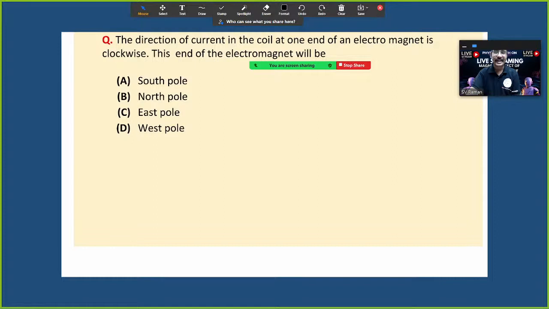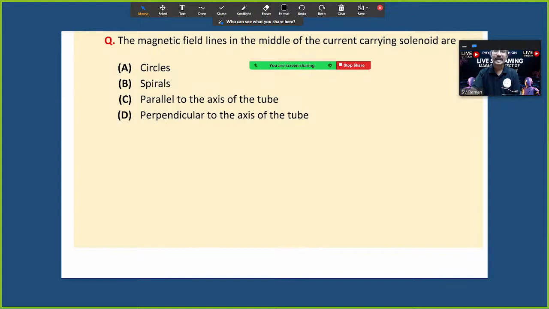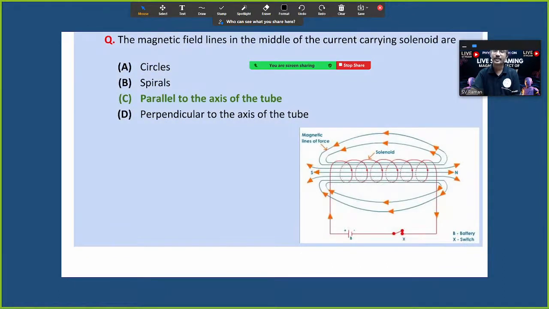Next, the direction of the current in the coil at the end of the electromagnet is clockwise. The end of the electromagnet will be south pole. Clockwise, south pole. The magnetic field lines in the middle of a current carrying solenoid are parallel to the axis of the tube.